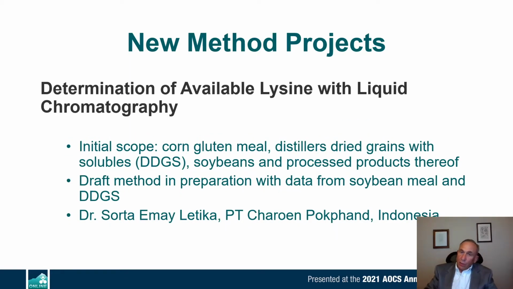Finally, here's a new method project: determination of available lysine with liquid chromatography. This is a method for determining lysine, which is of course a very important and often limiting nutrient, in corn gluten meal, distillers dried grains with solubles, known as DDGS, soybeans, and processed products thereof.